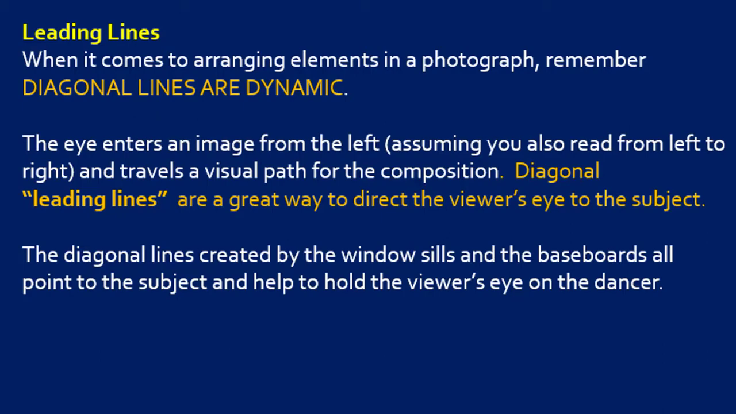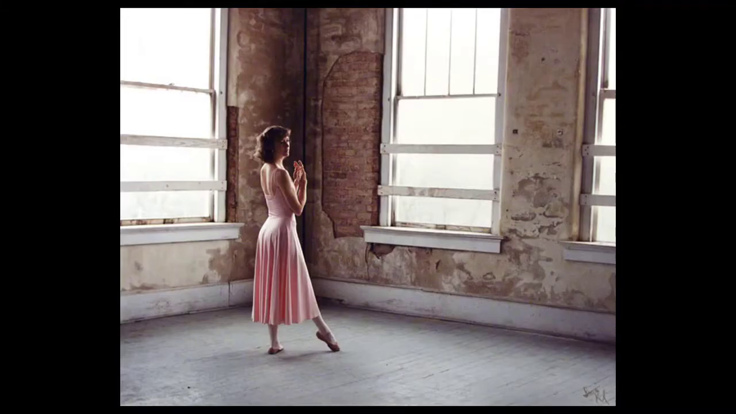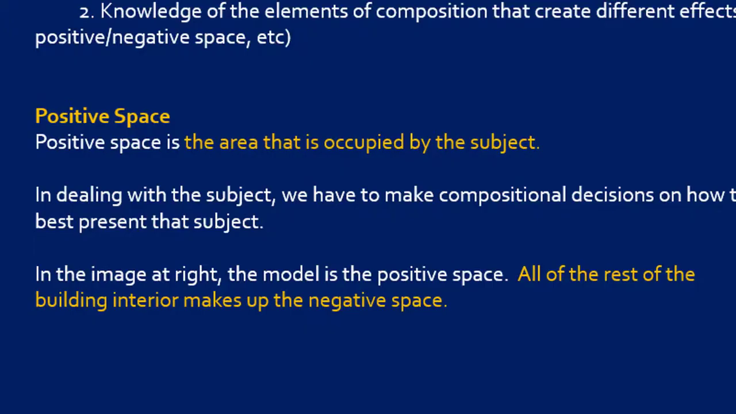Leading lines. Now when it comes to arranging elements within your compositions, leading lines are dynamic. The eye enters an image from left to right, assuming you read from left to right, and travels a visual path for the composition. Diagonal leading lines are a great way to direct the viewer's eye to the subject. The diagonal lines created by the windowsills and the baseboards all point to the subject and help hold the viewer's eye onto the dancer. Positive space and negative space.